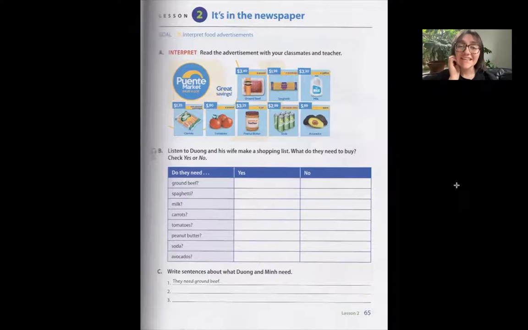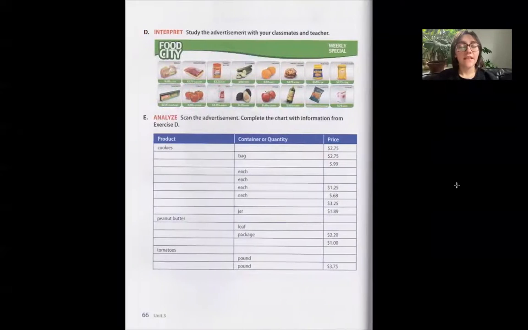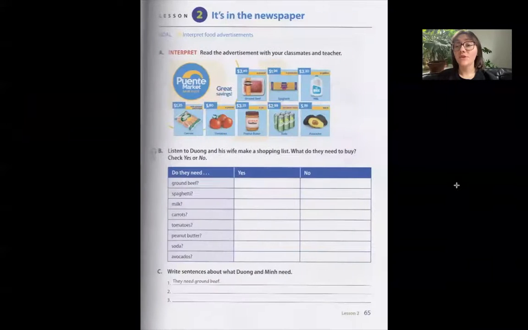Students, today's lesson, we are first going to talk about a new lesson working on how to interpret or understand food advertisements. And then the next part is going to be going over the worksheet that I sent to you that some of you filled out. Thank you so much for taking the time to work on it.